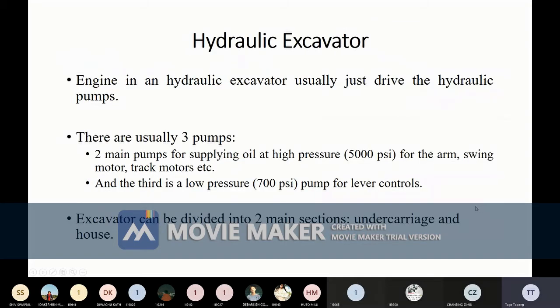And see, hydraulic excavators usually have hydraulic pumps. There are basically three pumps, two main pumps for supplying oil at high pressure. What is the pressure value? Around 5000 psi. PSI is a unit of pressure, a British unit, pounds per square inch. Just like we have kg per centimeter square, kg per meter square. It's not like we are using an SI unit like Pascal. So this is pounds per square inch.